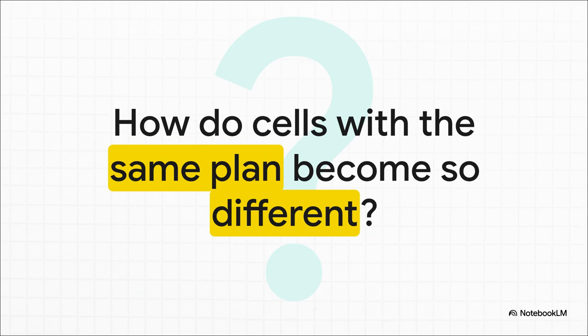Which leaves us with one last, really fascinating question. If every single one of these 37 trillion cities starts with the exact same DNA master plan, how did they become so different? How does one cell know to become a brain cell, while another becomes a heart cell and another a skin cell? How do they specialize to build something so incredibly complex? Well, that's a story for another day.